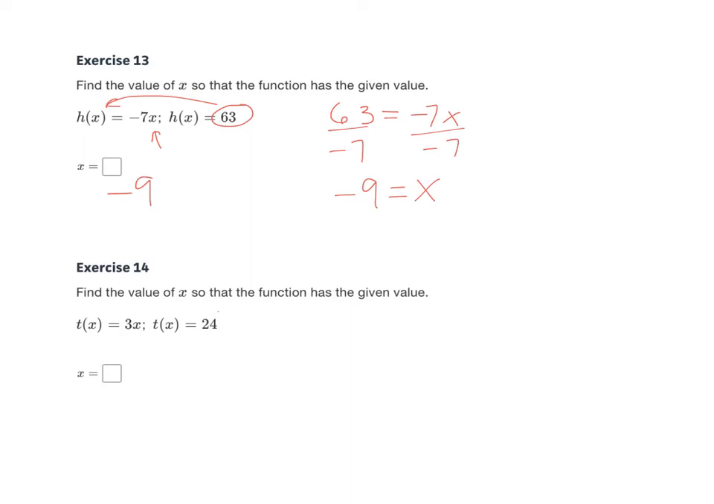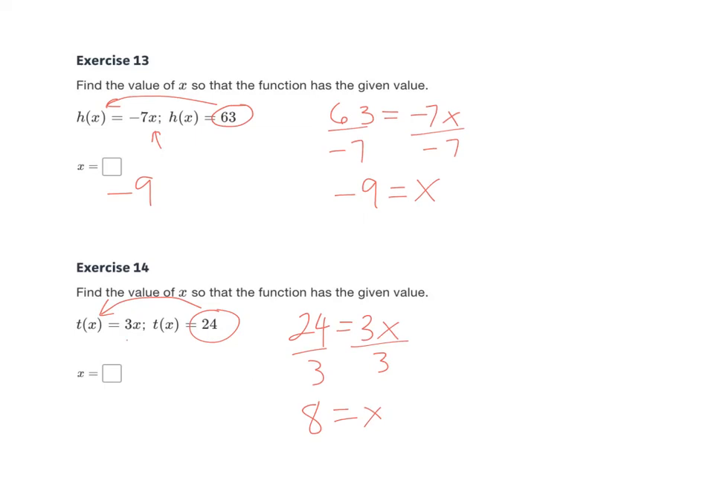Number 14, we're doing the same thing. This is going to substitute in for t of x. You'd have 24 is equal to 3x. Divide both sides by 3. We get 8 is equal to x. You can always check it. 3 times 8 is 24.